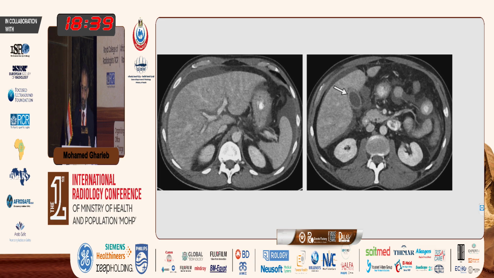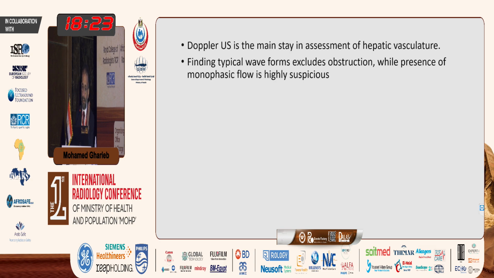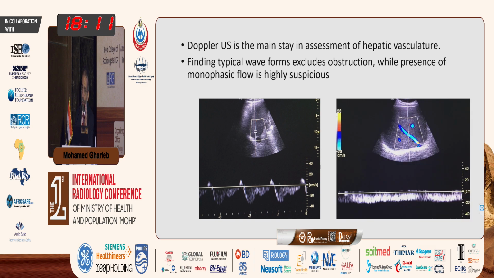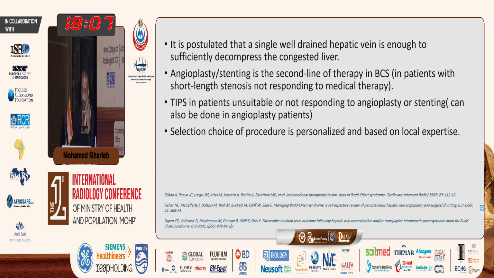This is a patient with Veno occlusive disease, with an appearance of Budd Chiari on CT. However, Doppler ultrasound revealed patent hepatic veins. This is usually seen nowadays after bone marrow transplantation or stem cell transplantation. Doppler ultrasound is the mainstay in the assessment of hepatic vasculature. If we find a triphasic waveform pattern, this is not Budd Chiari. However, a monophasic flow may raise the suspicion and should be further investigated.